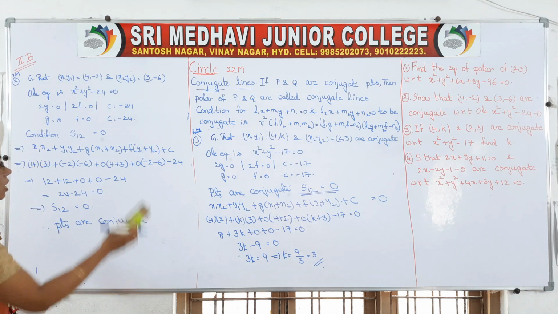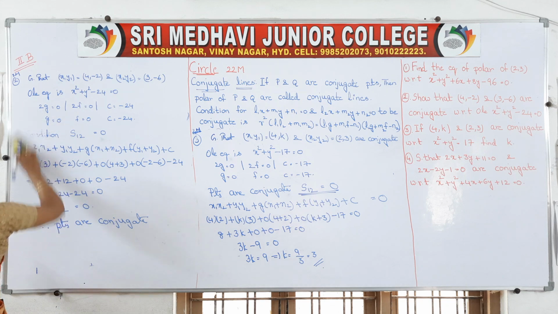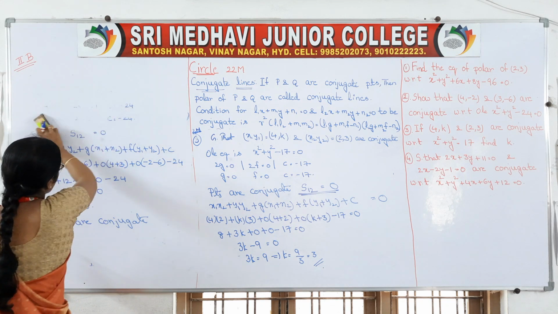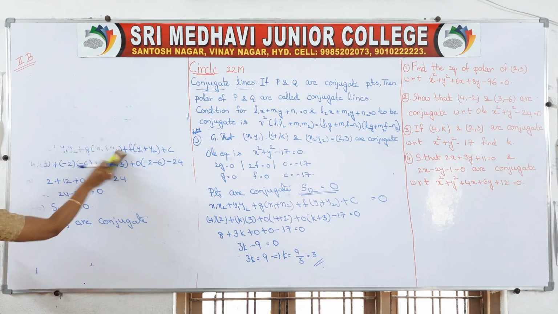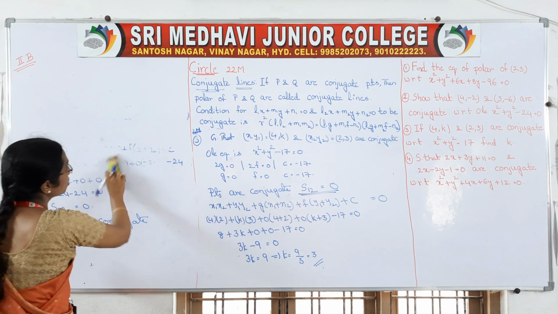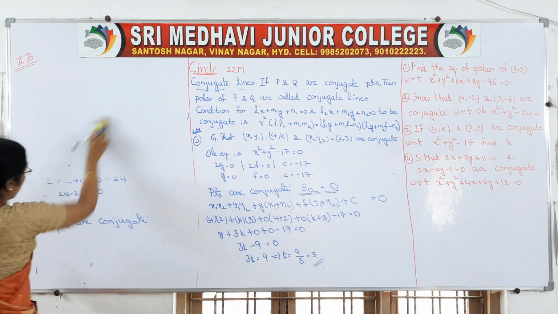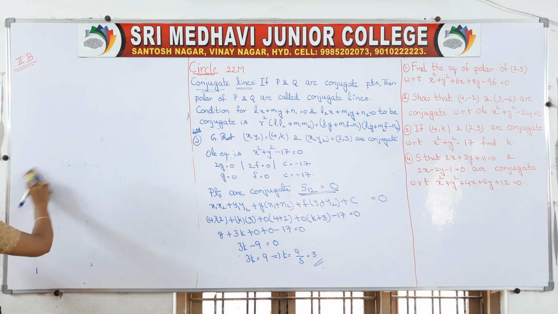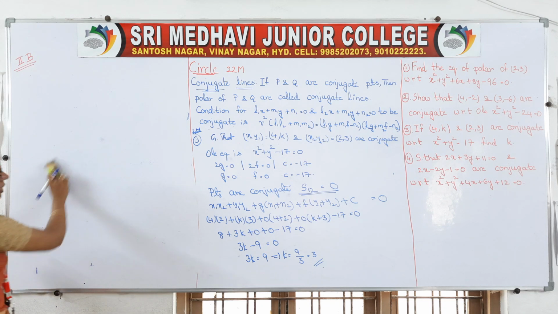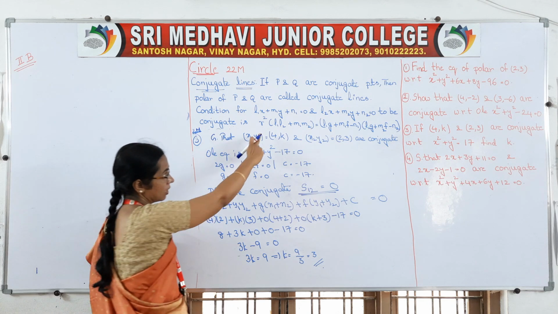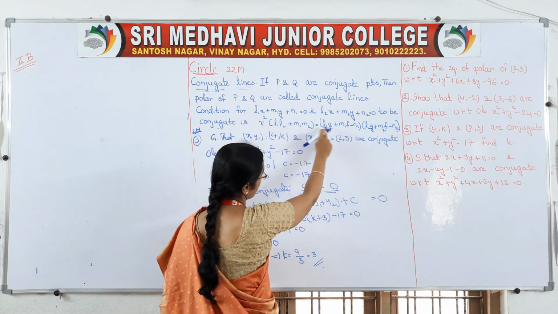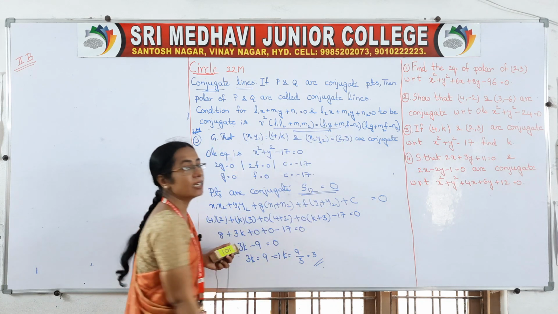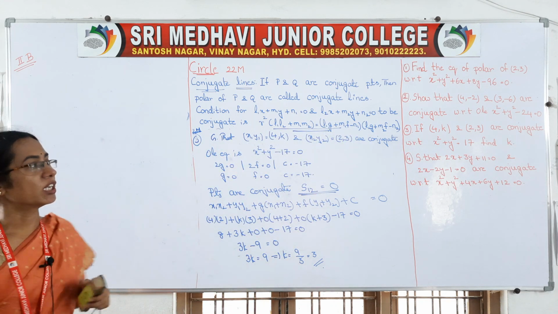Now come to the fourth question. See the fourth question, read the question, it is there on the board. So 2 line equations are given to you, right? We have to show that those 2 lines are conjugate lines. So now only we discussed what is the condition for 2 lines to be conjugate. This is the condition, right? If 2 lines satisfy this condition, then they are said to be conjugate lines.